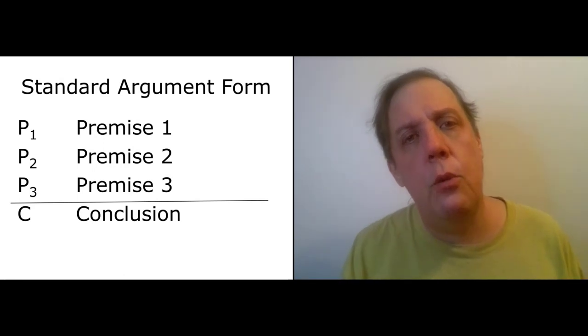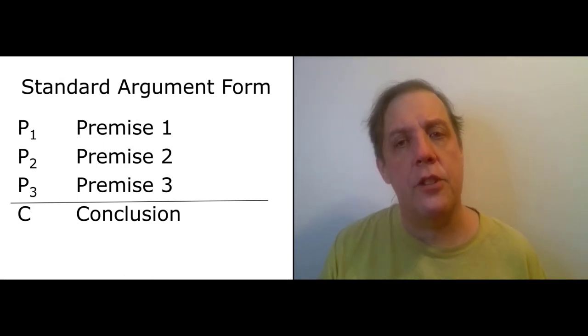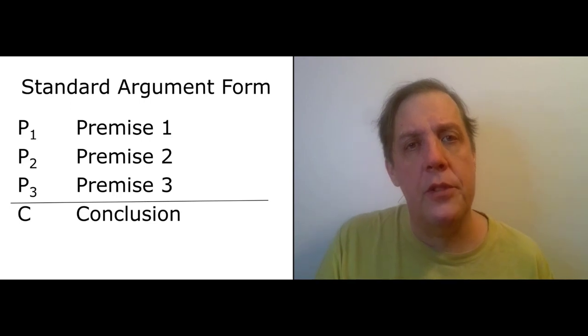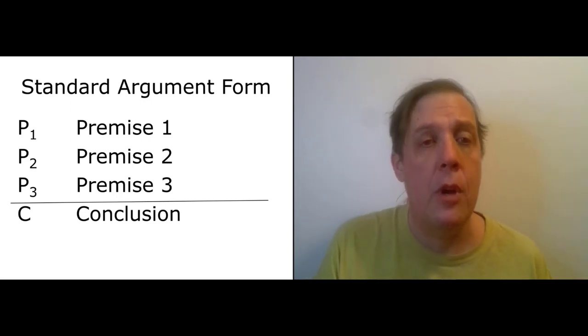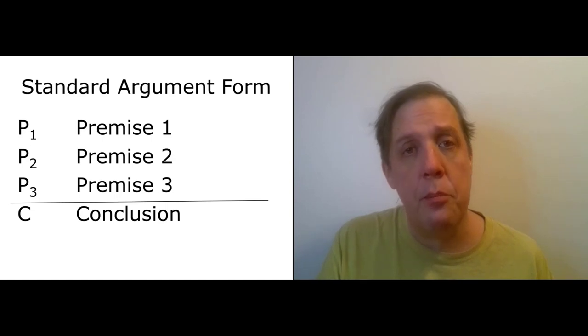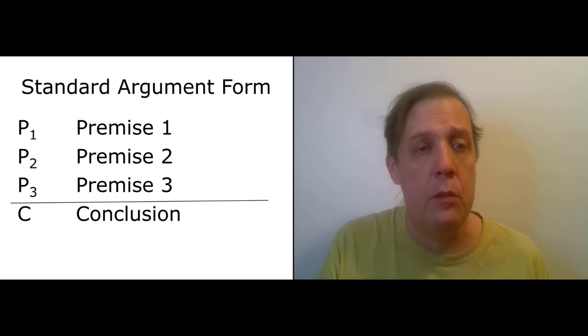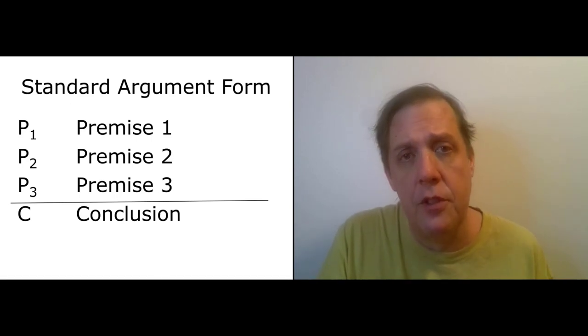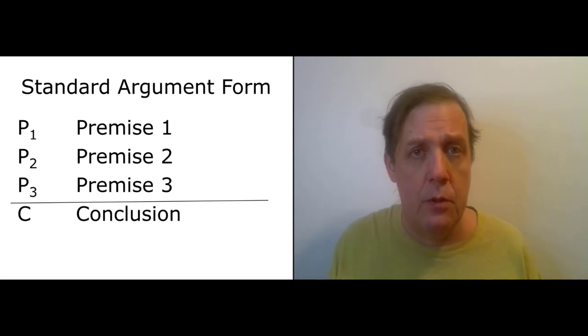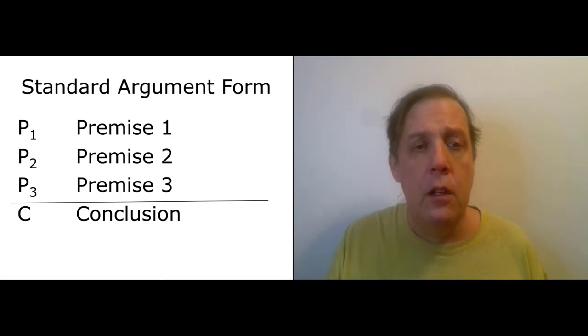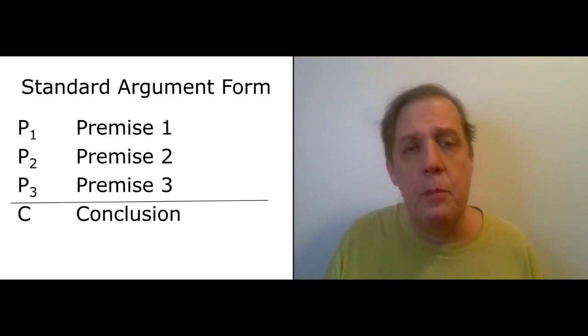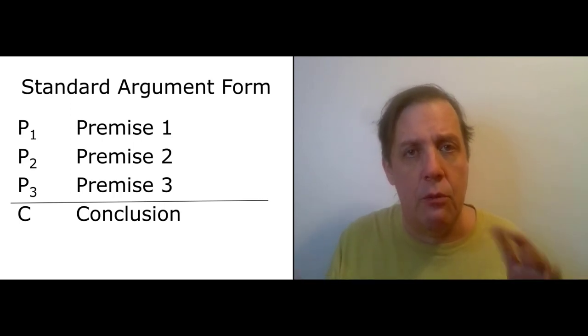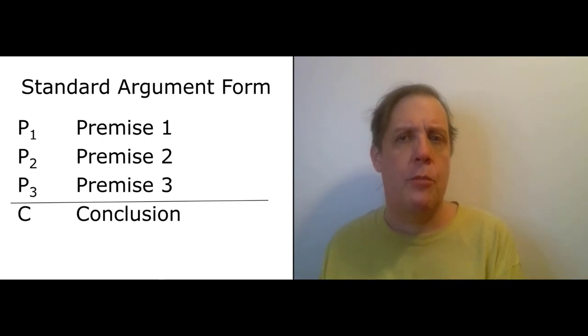So when you are doing your exercises, one of the main things you have to do is put arguments in what we call standard form. And all that means is that you list the premises on separate lines, P1, P2, P3 for your premises. In this little schema here, there are 3, but you can have any number of premises. And then you draw a line, and then you write the conclusion. It's meant to look somewhat like addition, and that's because mathematics is a rational process like argument, and so we use the same sort of forms to represent things.